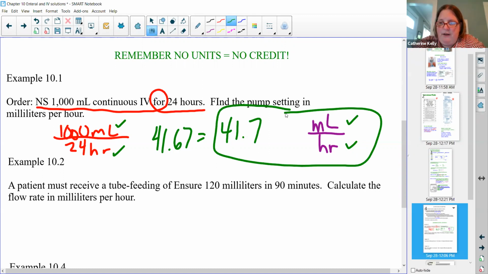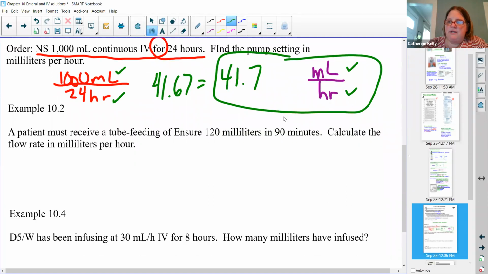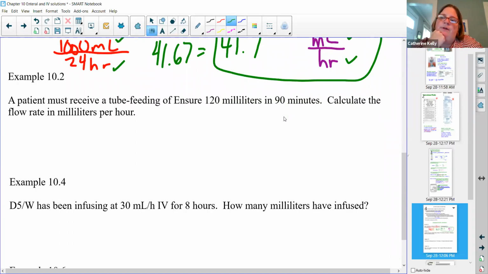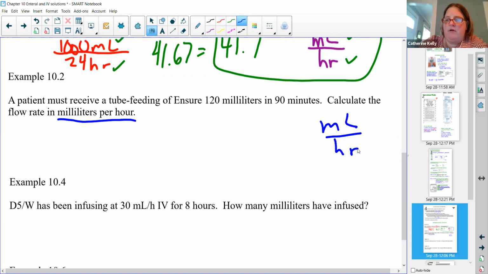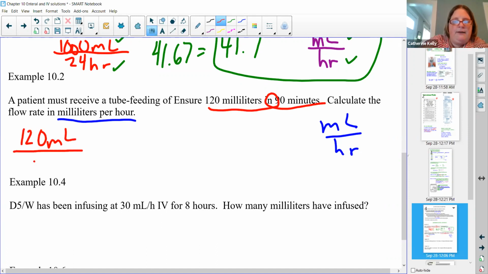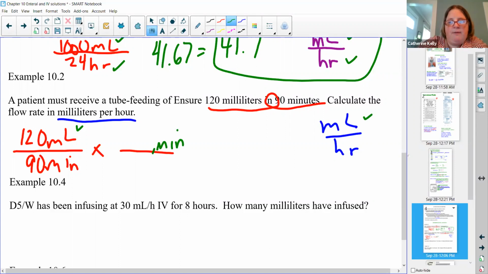A patient must receive a tube feeding of Ensure 120 milliliters in 90 minutes. Calculate the rate of flow in milliliters per hour. So when I look, I see milliliters per hour. And that's what I need. So I'm going to underline my things that go together, and this milliliters in 90 minutes. So I'm going to put my milliliters on top, 90 minutes on bottom. And then when I check, my milliliters match, but my hours don't. So I need my minutes to go on top to cancel with my minutes on bottom.